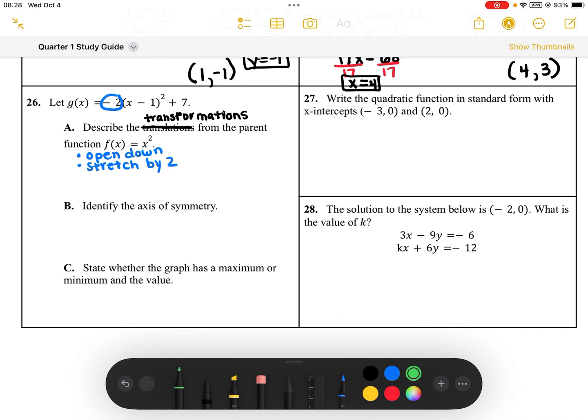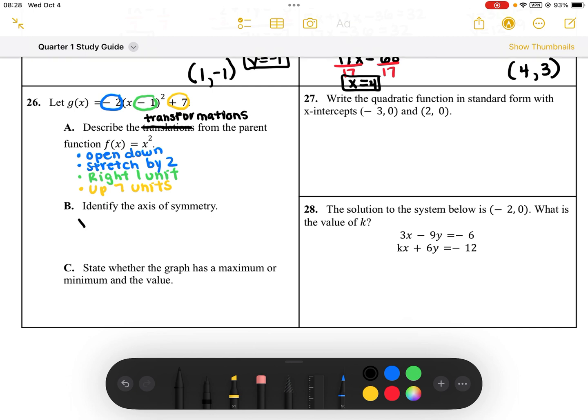Inside my parentheses is a horizontal translation. It's minus 1. Remember, inside lies. So this means I'm going right 1 unit. On the outside, plus 7, that's going to be my vertical translation. That means I'm going up 7 units.